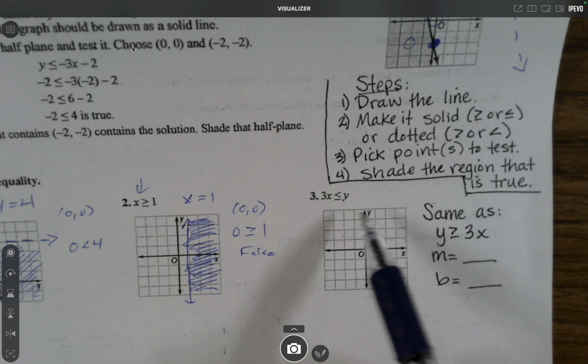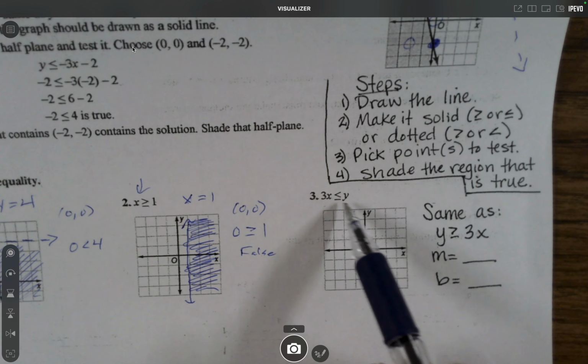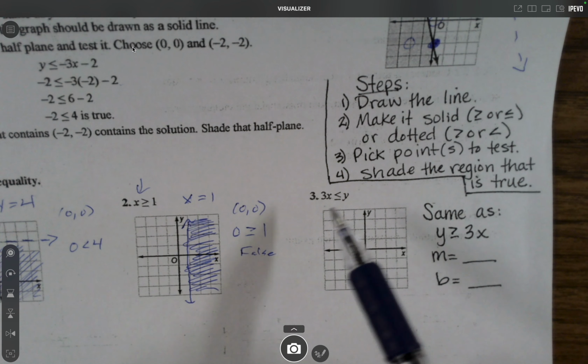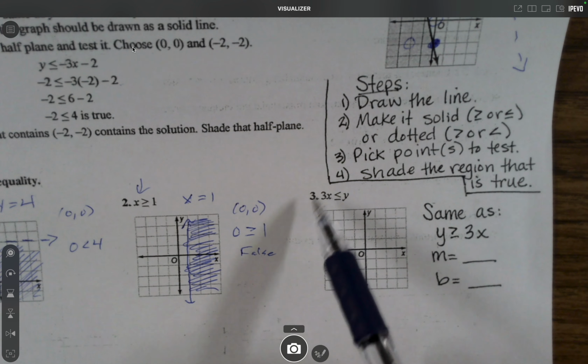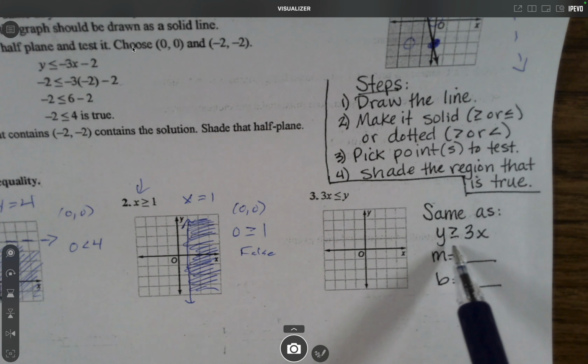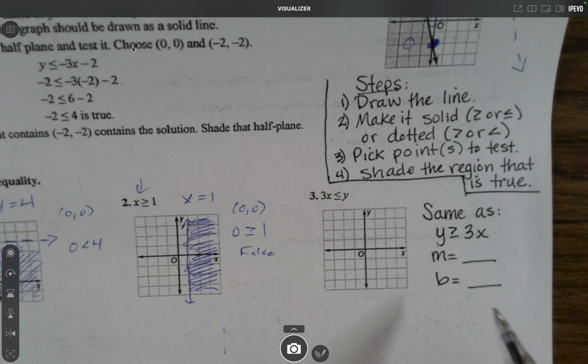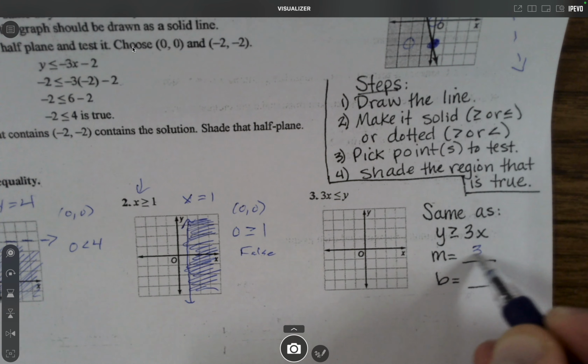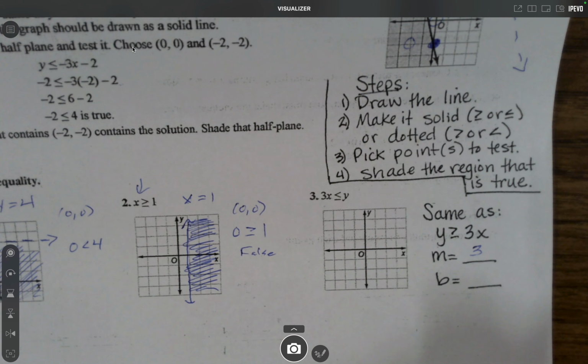Okay, on number 3, they write it as 3x is less than or equal to y. Nothing wrong with that, but we're used to having y on the left side. So just like we've done before, you can flip it around the other direction. It's the same thing as writing y is greater than or equal to 3x. Our slope is 3, because that's the number in front of x, the coefficient.